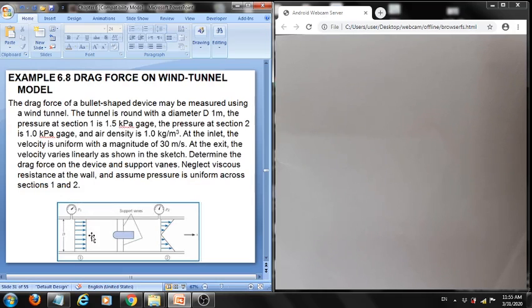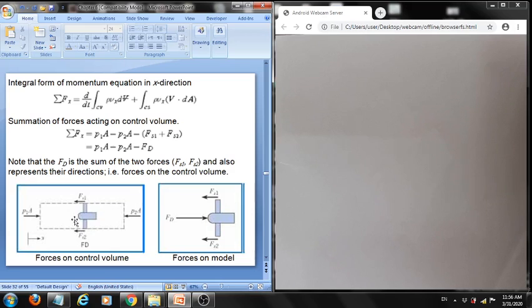Observe that because of the flow of the air around this bullet, it will try to drag it with the flow. Because of the support, it will resist this drag. So when we draw the free body diagram on the device, we have the drag force of the fluid, being the air in our case, and then we have the resistance by the beam. So this is the force that we want to find, which is equal to the forces provided by the support on both sides.